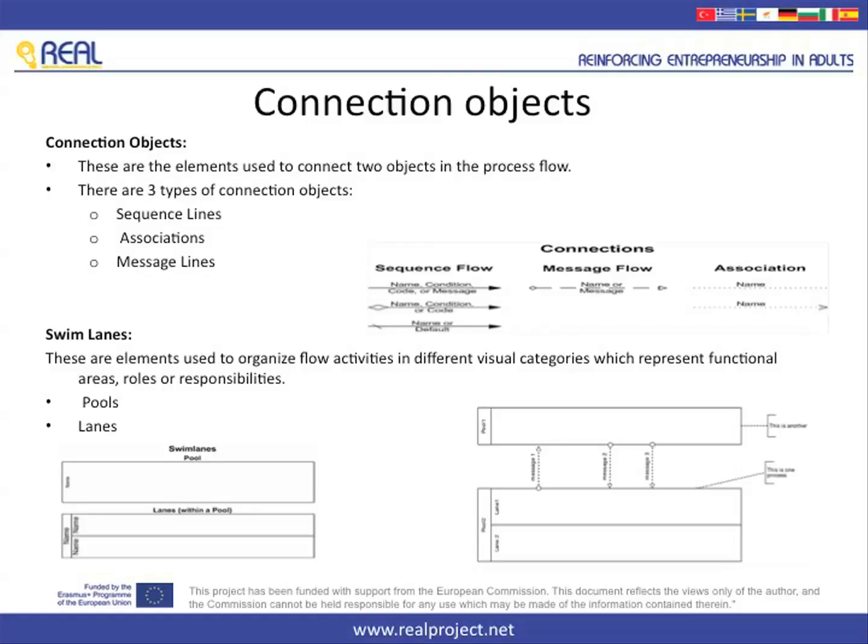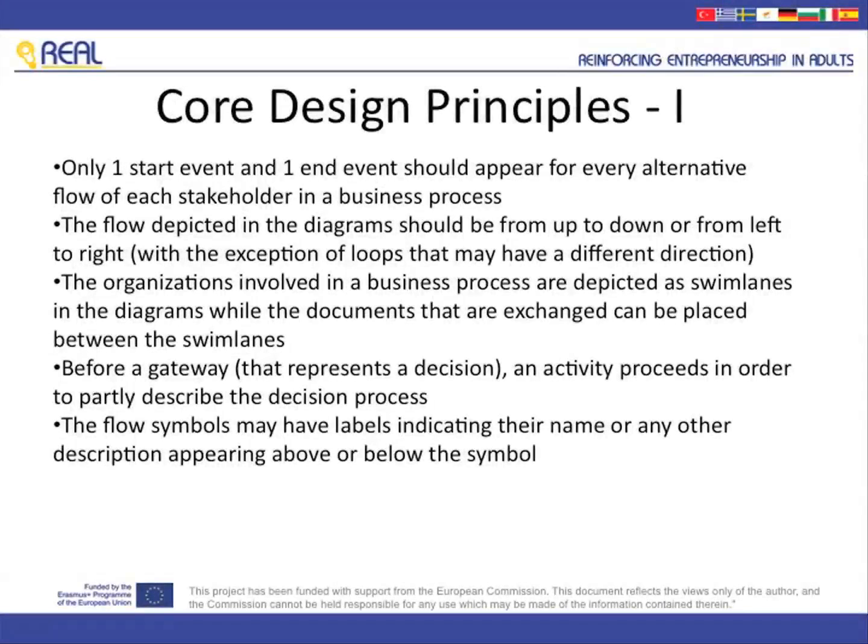Swim lanes. These are elements used to organize flow activities in different visual categories which represent functional areas, roles, or responsibilities. Swim lanes break down to 2 subcategories. A pool is a swim lane and a graphical container for partitioning a set of activities from other pools, usually in the context of B2B situations. A lane is a subpartition within a pool and will extend the entire length of the pool, either vertically or horizontally. Now let's see the core design principles applying in BPMN that must be followed when designing such diagrams.